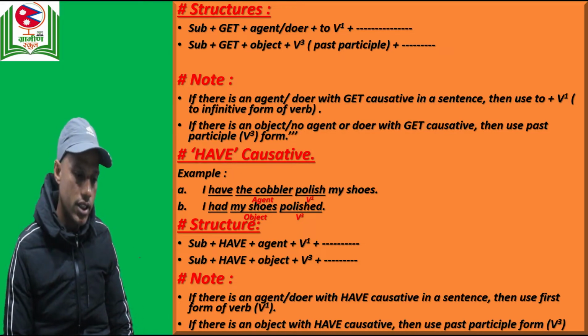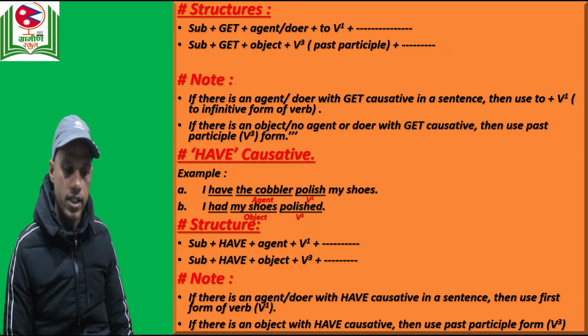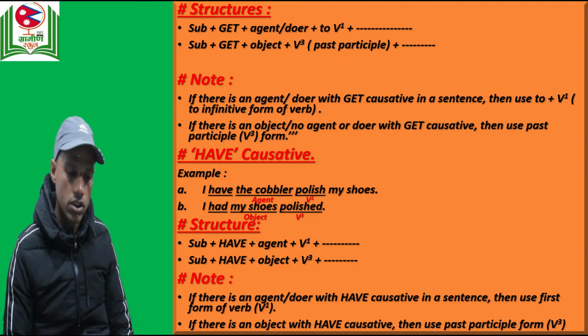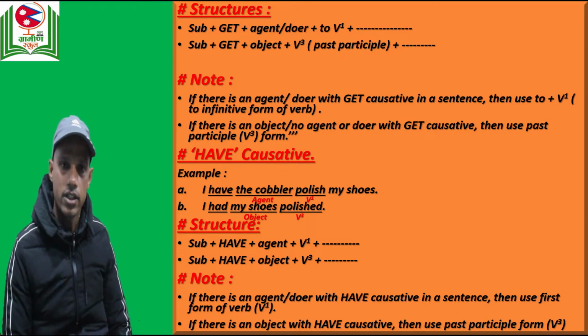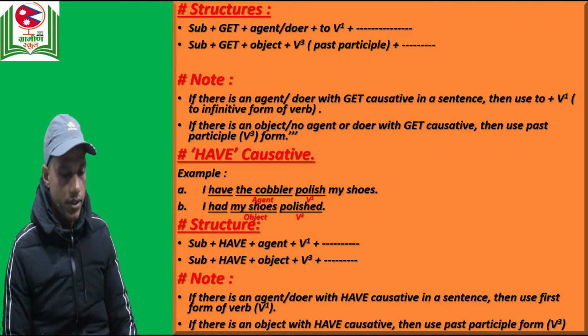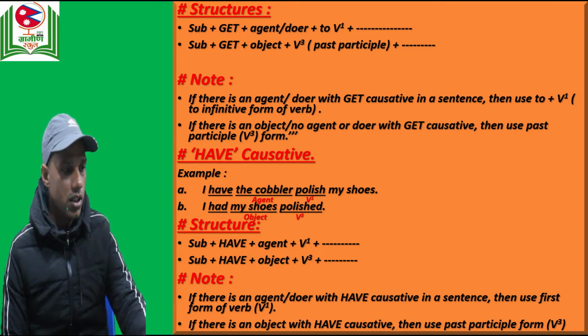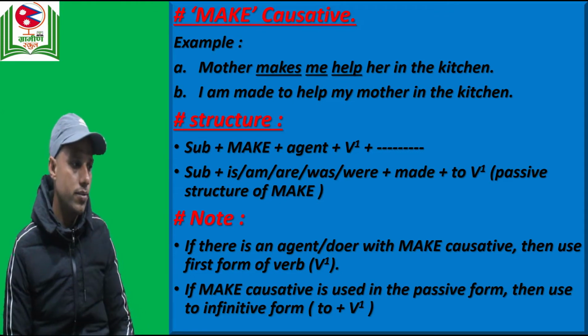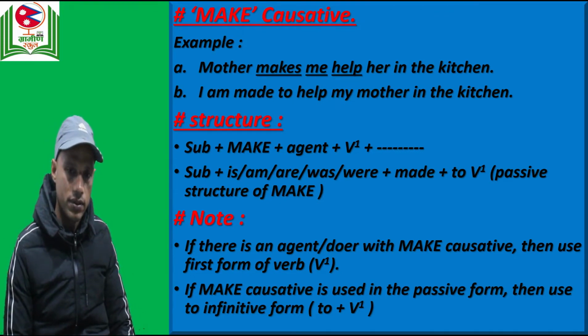Let's see the first point. If there is an agent or doer with have causative in a sentence, then use the first form of verb, that is verb 1 form, or we also call it bare infinitive form of verb. But if there is an object in place of the agent, or with causative verb have, then use the past participle form of verb. This is what we have already discussed. Did you get the idea? Okay, good.